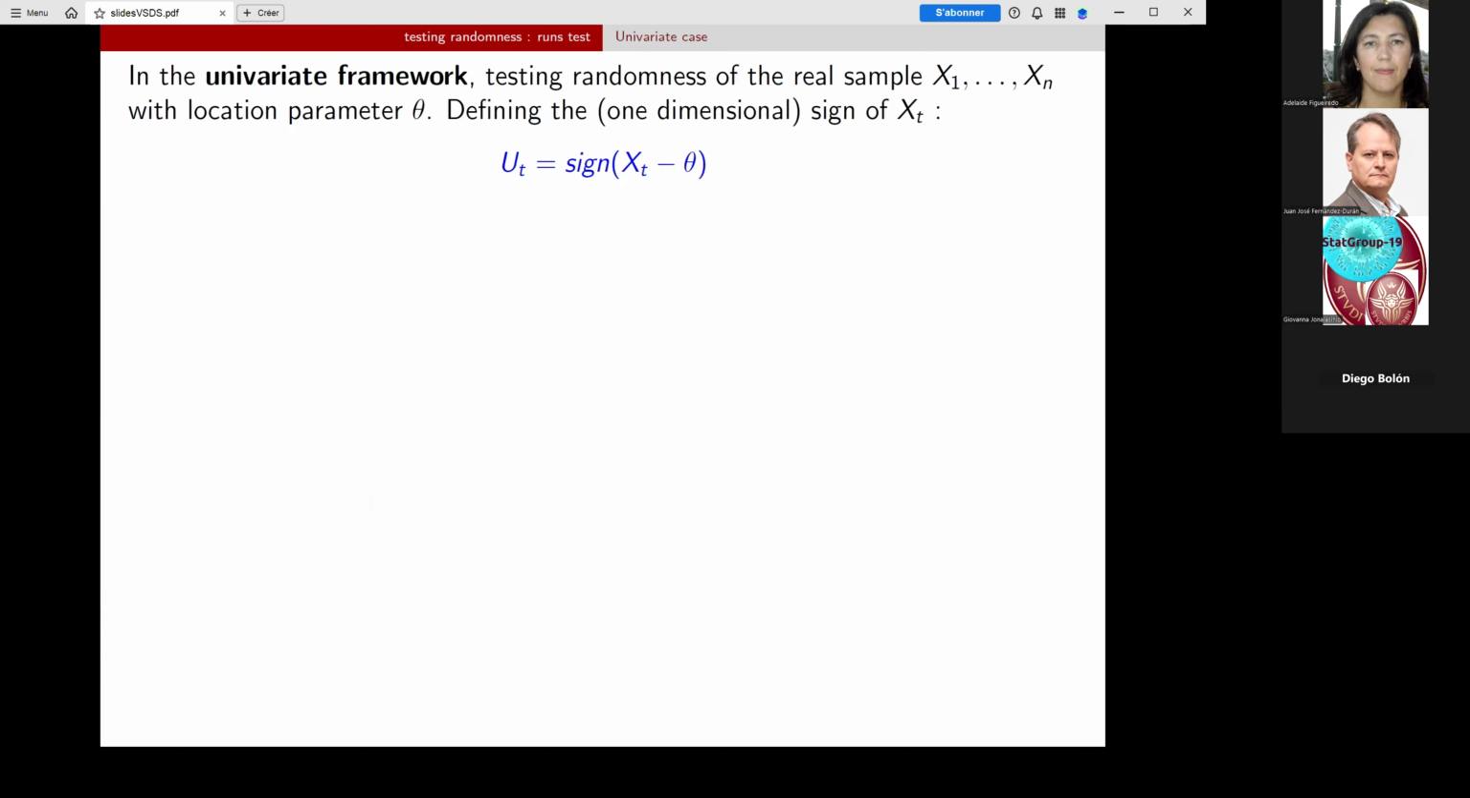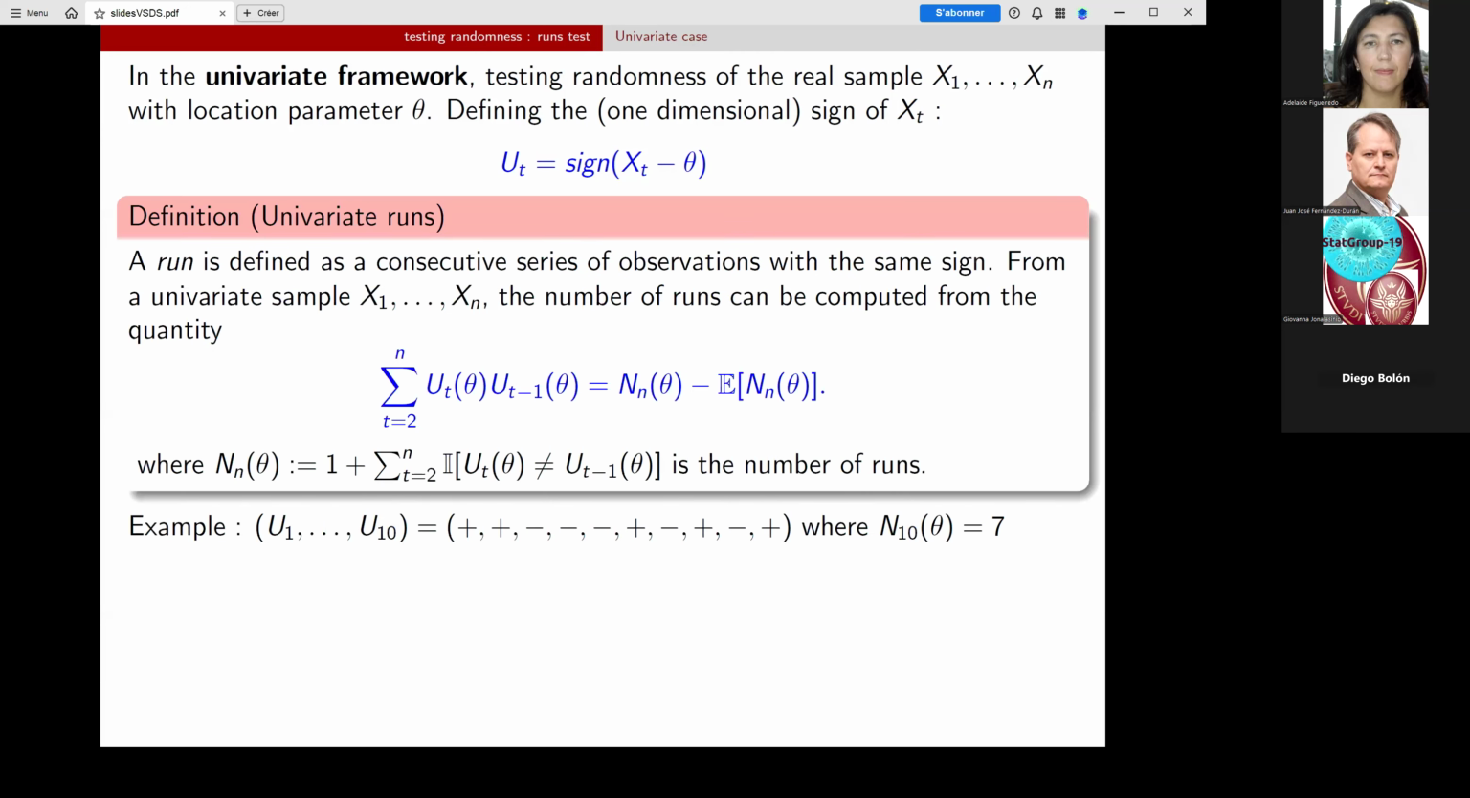So what are the runs? Let's start with the univariate framework. If you want to test the randomness of a sample x1 until xn, we suppose that the location parameter of this dataset is theta. We can define the sign of x_t: u_t will be the sign of my dataset according to the location parameter theta. If you want to test the randomness, you define the run. A run is just, when you have the signs, a consecutive series of observations with the same sign.